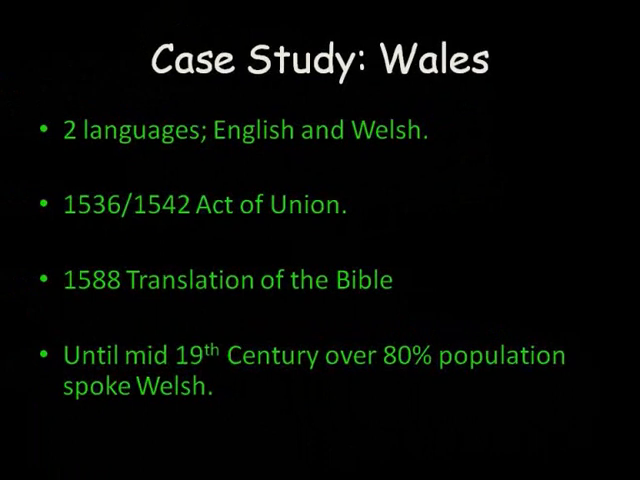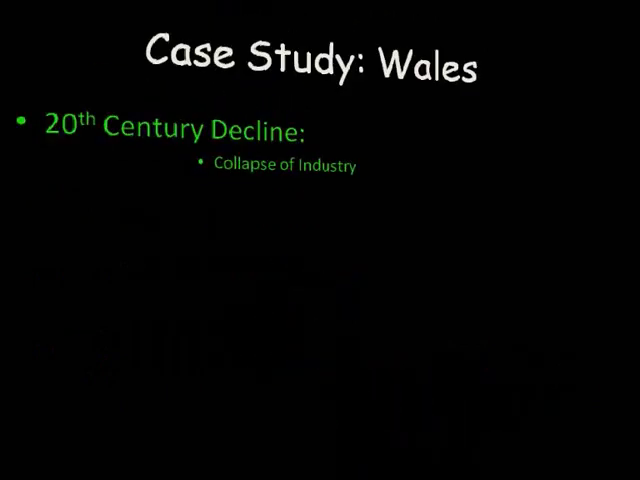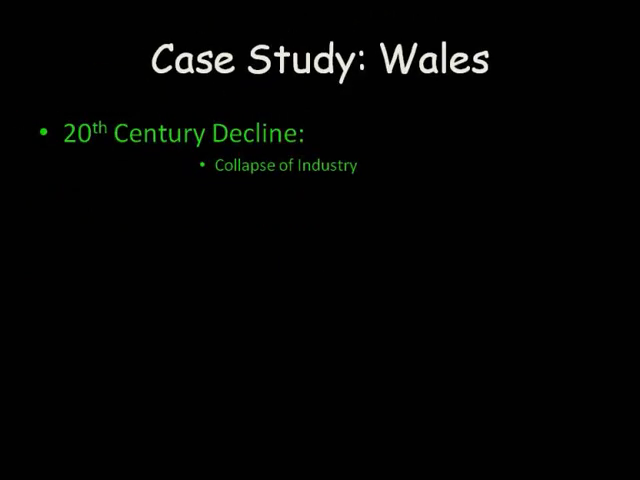This was soon to change due to migration and an influx of employees into the industry areas. Welsh speakers then fell by 5% of the total population. Through the 20th century, there was a decline due to collapse of industry and a reduction in employment, with unemployment rising from 9.5% in 1979 to 17.4% in 1987 in Gwynedd.